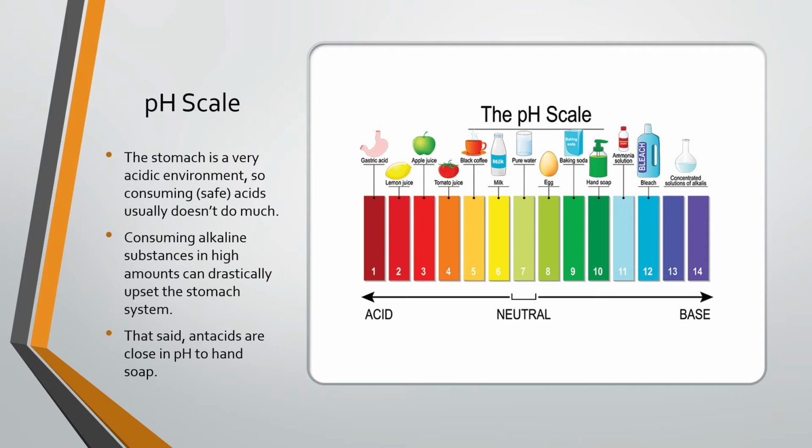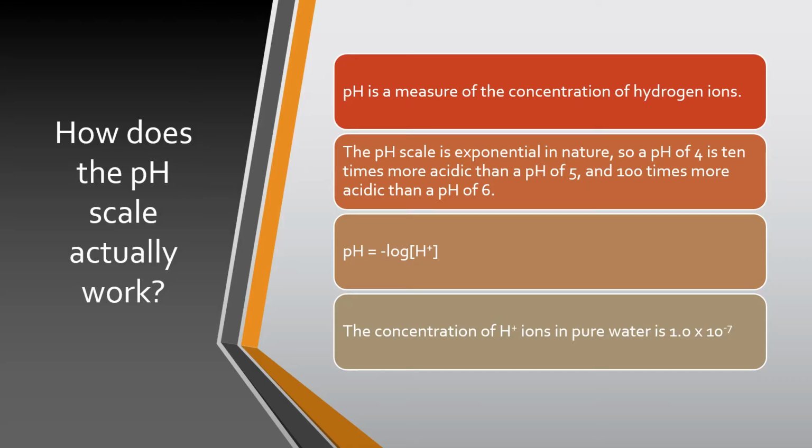The stomach can handle very acidic contents, so generally consuming safe acids is not a big deal. Your mouth and esophagus, however, are not nearly as tolerant of acids, so you still can't go around drinking lab-grade acid. We can safely consume foods with pHs around 2 and 3, but bases are far worse for our stomach. That being said, antacids have a pH of about 10. So how does the pH scale actually work?